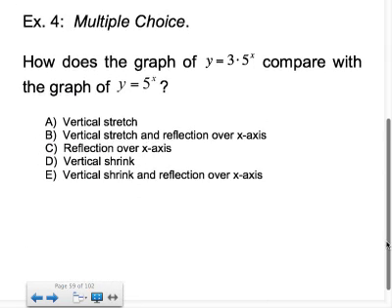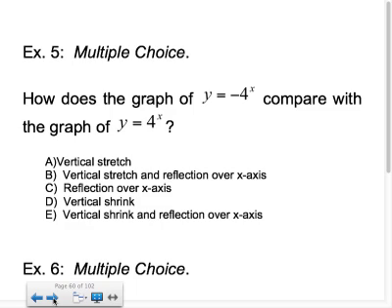Okay, so example 4, it says, how does the graph of y equals 3 times 5 to the x compare with the graph of y equals 5 to the x? So the only difference is this 3 is throwing us in a loop. That's my A. You're always looking at your A. So the first thing you say, is it a stretch or is it a shrink? In other words, is this number bigger or smaller than 1? It's bigger than 1, which means it's going to be a stretch. And then the second part, is it negative? The answer is no, so there's no reflection. So this is very simply a vertical stretch of that graph.